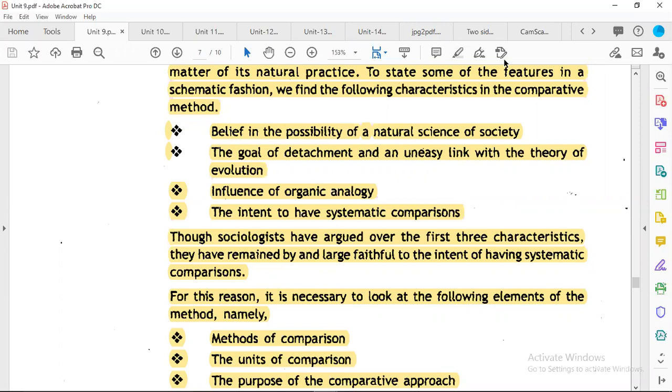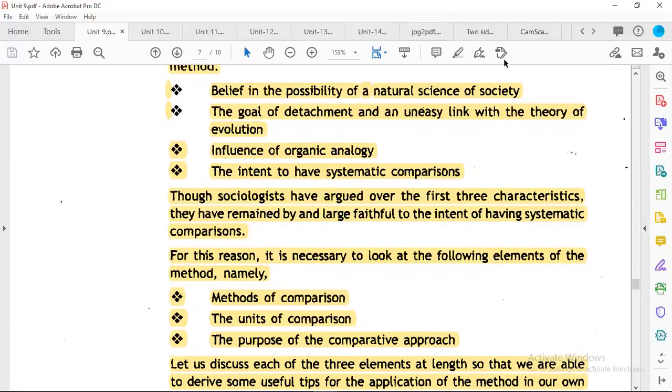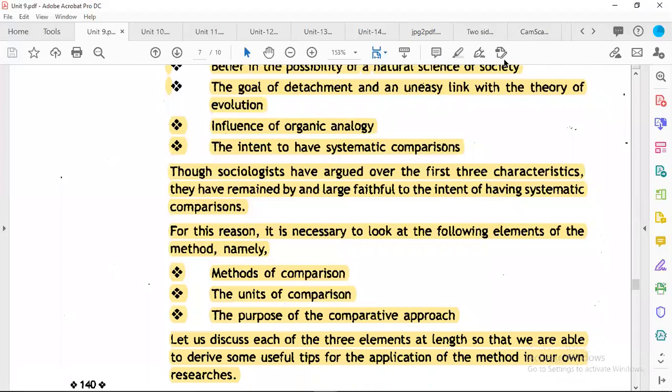Influence of organic analogy. Yes, we know that Durkheim is very much influenced by organic analogy, and he uses the comparative method in a systematic way. So somewhere the systematic comparative method is influenced by organic analogy. The intent to have systematic comparisons. That is the last point, where we can see that the comparative method also always intends to compare any kind of thing in a systematic way.